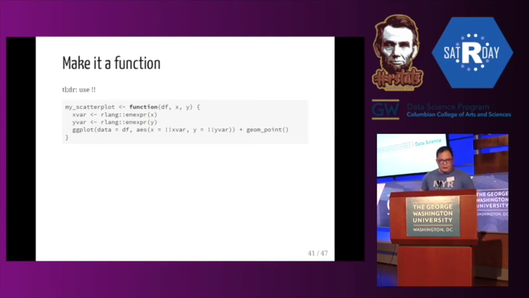So here's this scatter plot function, it takes the data frame, x and y, and we have to use enexpr to take the value that the user gave it and then unquote the string.